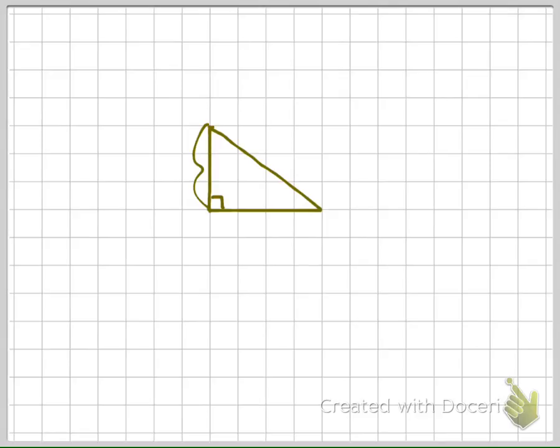How long is this right here? 3. That's 3. And how long is this? 4. And so then how do you know how long this one is? Well, that one you can't do it, right? Because it's in an angle. You see what I'm saying?